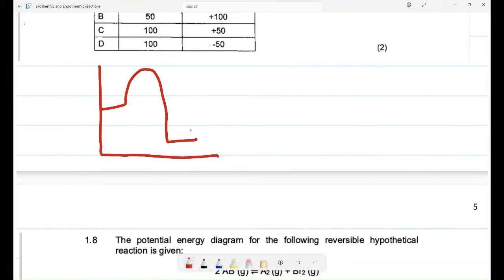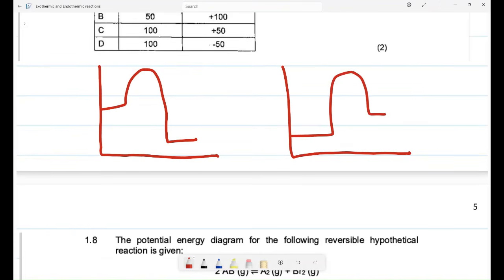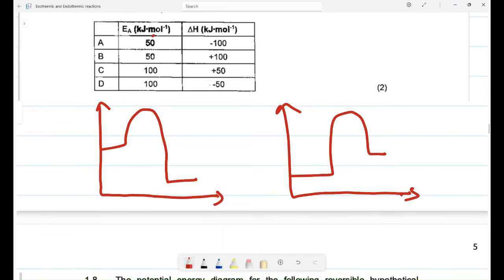Exothermic, it will be something like this. For endothermic, it will be something like, okay, let me redraw that. It will be something like that. So which one cannot be obtained? EA being 50 and change in H being less than negative 100.